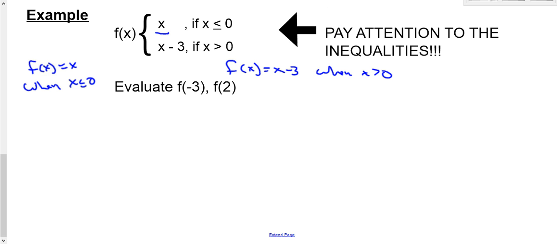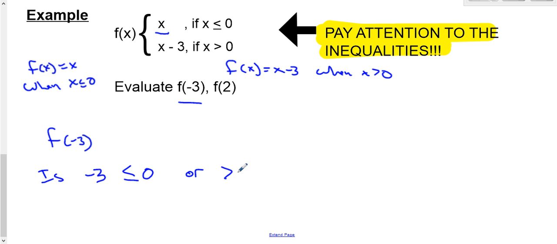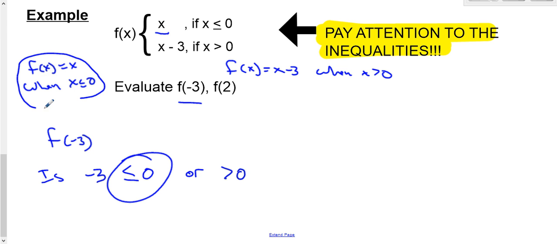So we need to pay attention to the inequality so that we know exactly which equation we are supposed to use and why. Okay? So if I have to evaluate f of negative 3, you have to ask yourself, is negative 3 less than or equal to 0 or greater than 0? Well, negative 3 is less than or equal to 0, and when x is less than or equal to 0, we are supposed to use f of x equals x.